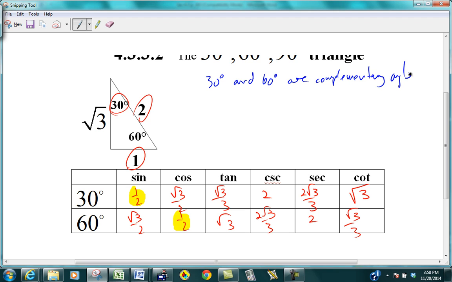Okay. So in general, if you have an angle theta and its complement is 90 minus theta, then the sine of that angle is equal to the cosine of the complement. Okay, that's a general result. So sine theta equals cosine of 90 minus theta.